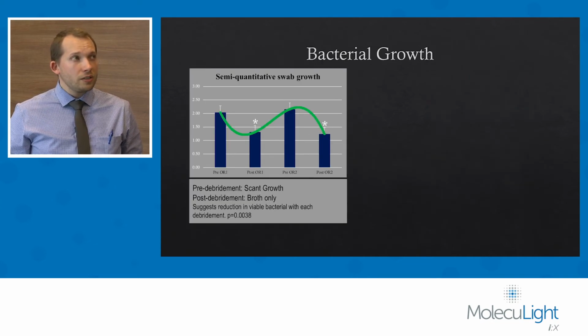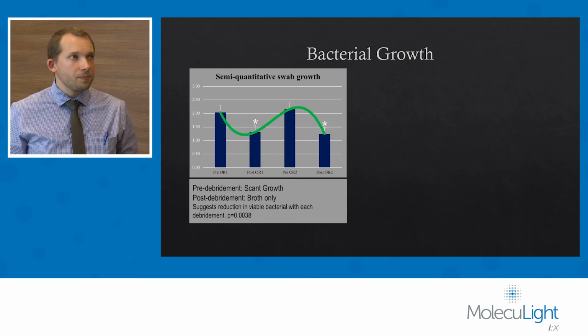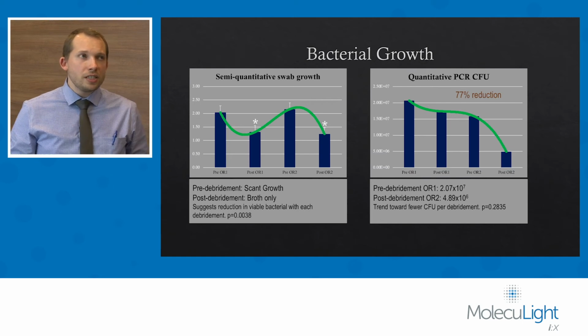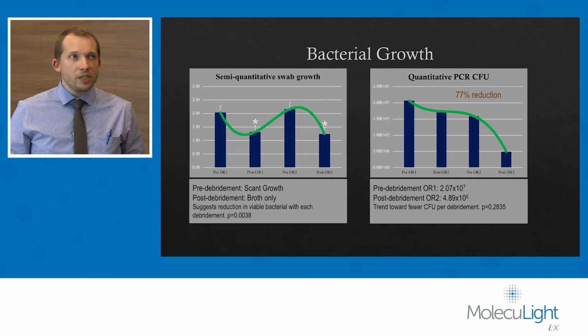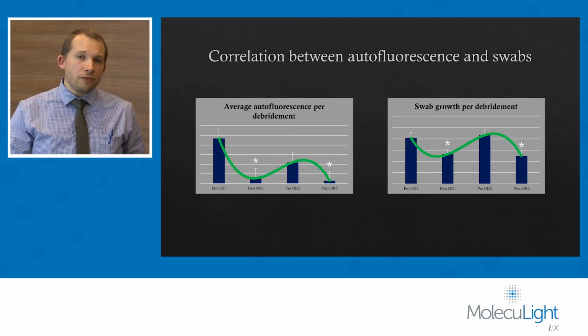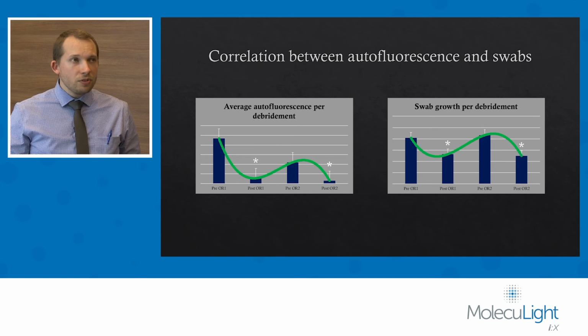Looking at our culture swabs, we see that with semi-quantitative swabs, we see a similar pattern of significant decrease in bacteria post-debridement. Now, if we look at quantitative PCR, we don't see the same pattern, but over the course of 2 debridements, we see a trend towards lower bacterial counts. This amounted to a 77% reduction in viable bacteria. So correlating between the autofluorescence and the swabs, we see that we have a similar trend of decrease in post-debridement cultures, which correlates to the decrease in post-debridement autofluorescence.